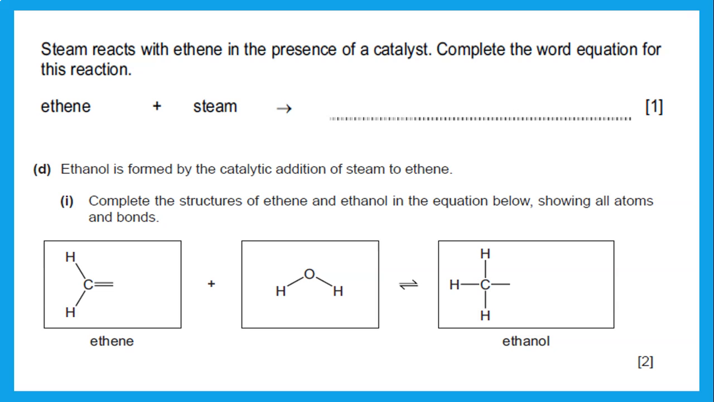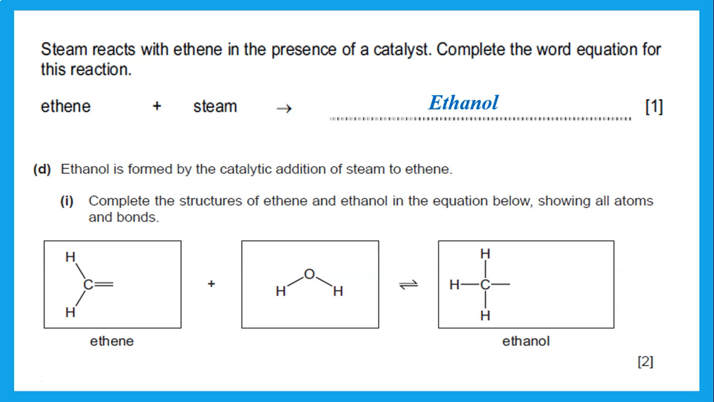Steam reacts with ethene in presence of a catalyst. Remember we said I can add water at very high temperature, so that is steam. I add it to ethene to prepare what? We said this is one method of making ethanol. This is hydration of ethene. Do you remember the conditions? Phosphoric acid catalyst 300 degrees Celsius. This will give ethanol. Ethanol is formed by catalytic addition of steam to ethene.